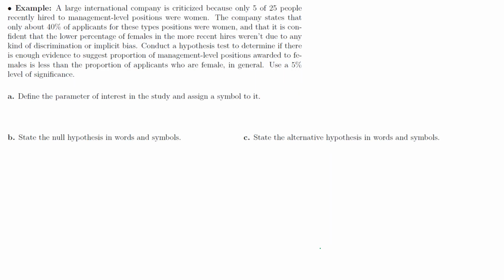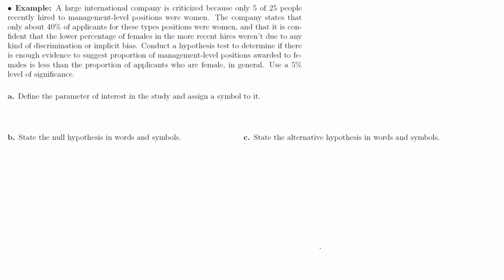All right, so in this example, we have a large international company being criticized because only 5 out of 25 people recently hired to management level positions were women. Now, the company states that only about 40% of the applicants for these types of positions were women, and that it is confident the lower percentage of females in the more recent hires weren't due to discrimination or implicit bias, right? So they're just saying, 5 out of 25 might be a little low, but that was just random, right? There's no discrimination, no implicit bias going on.